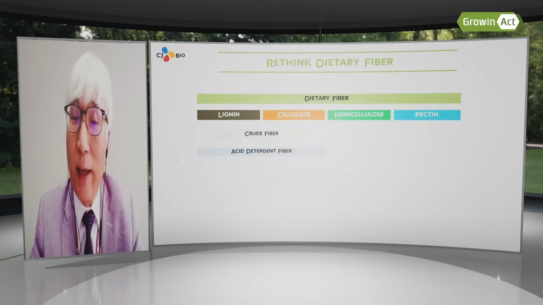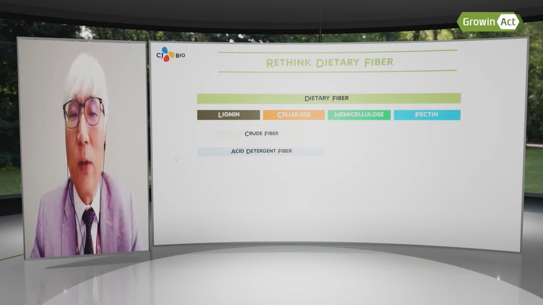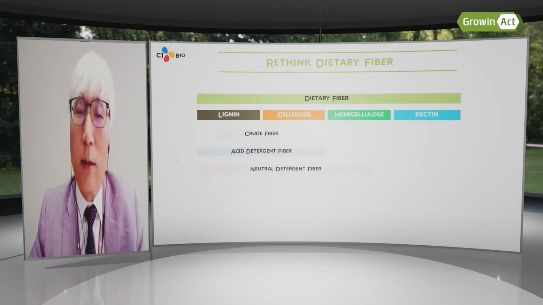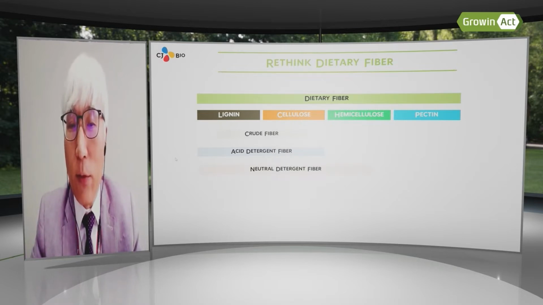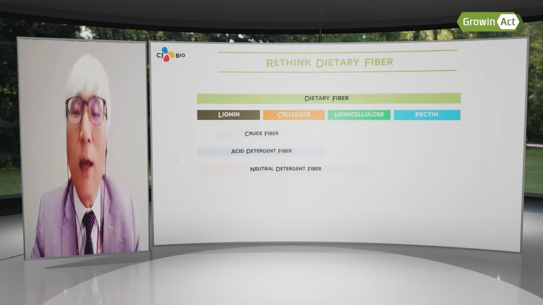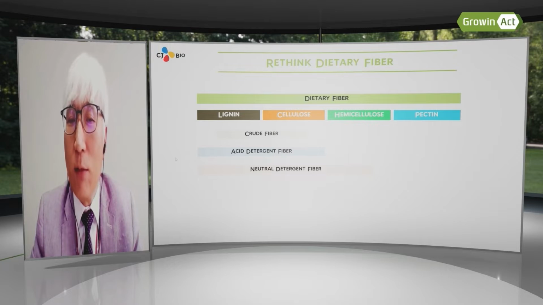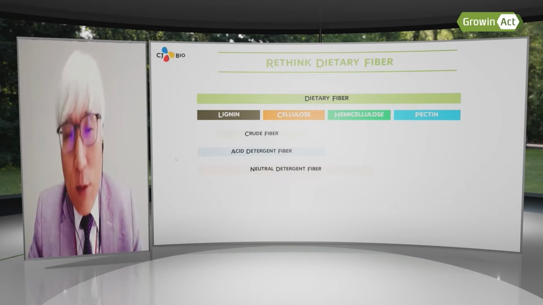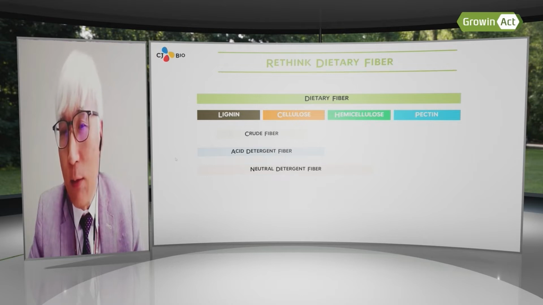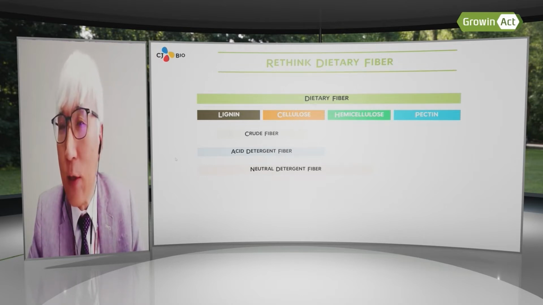But in the 1960s, Van Soest and colleagues developed a new analytical method called the detergent fiber method. The first is acid detergent fiber, which detects lignin and cellulose, but never detects hemicellulose and pectin. There was another method called neutral detergent fiber. The difference between the two methods is only the medium, acid or neutral detergent. The neutral detergent fiber method detects lignin, cellulose, and only part of the hemicellulose, and it never detects any fraction of the pectin.